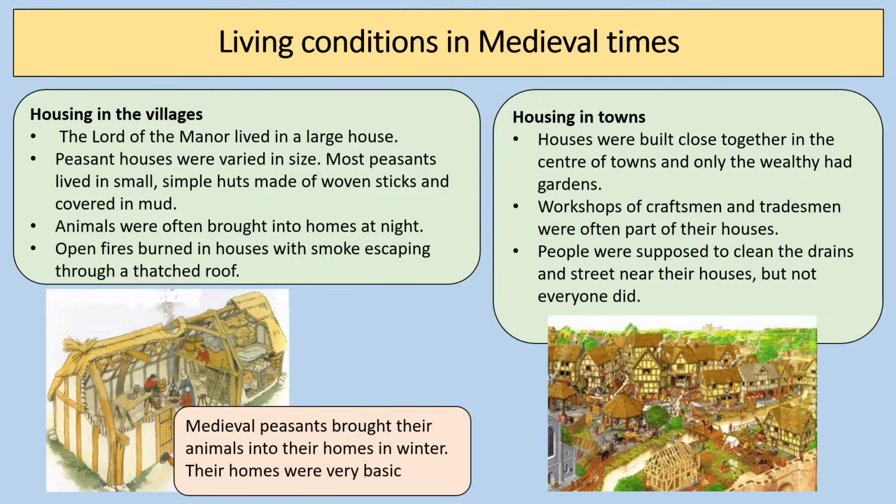In terms of housing in towns, the houses were built very close together in the centre of towns. Only the wealthy people would have had gardens. Workshops of craftsmen and tradesmen were often part of their houses. People were supposed to clean the drains and streets near their houses, but of course not everybody did so.